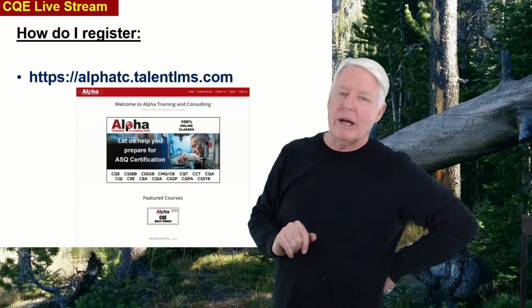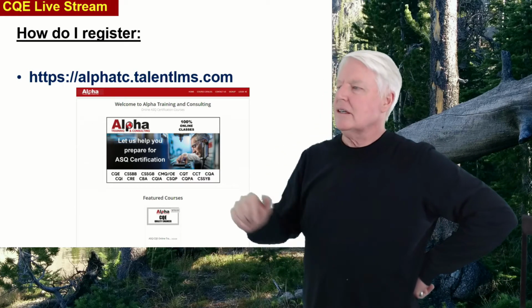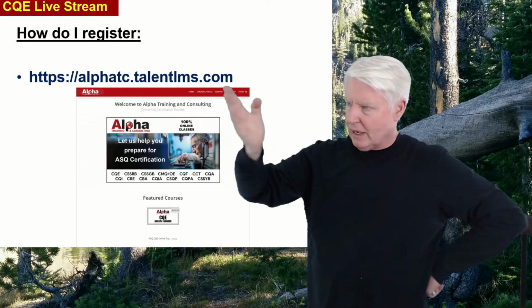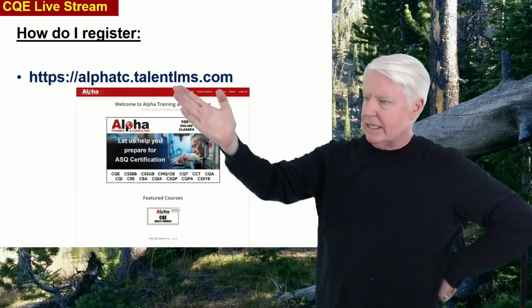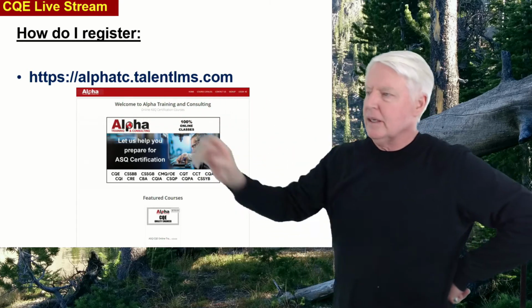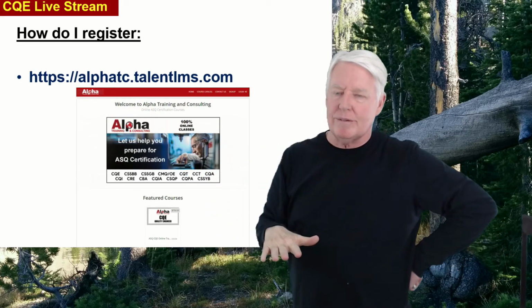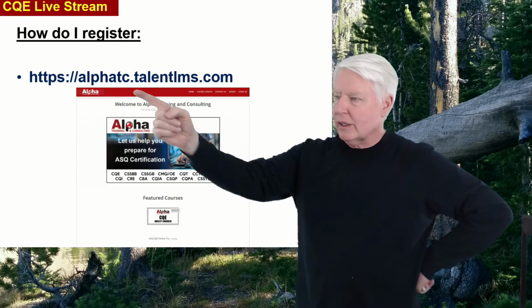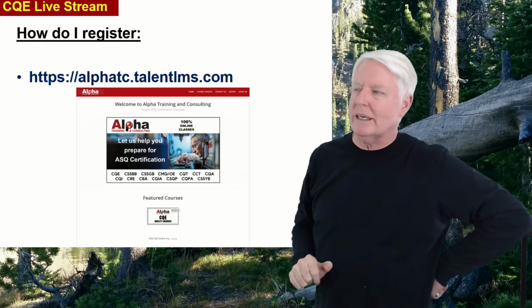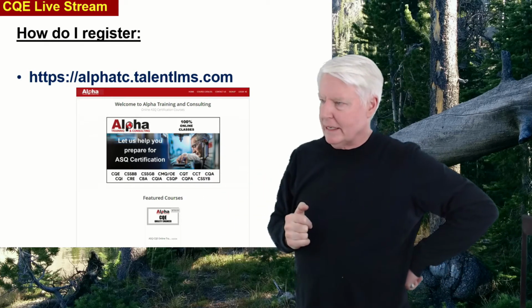Now hopefully you're interested in registering for the class. To do that, you go to this website address, alphatc.talentlms.com. Do not put www in front of it. I don't know why, but it'll go to the Talent LMS homepage. We don't want you to go there. We want you to go to the Alpha TC page.